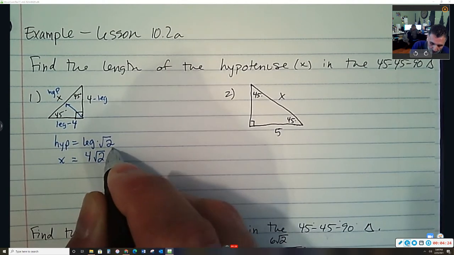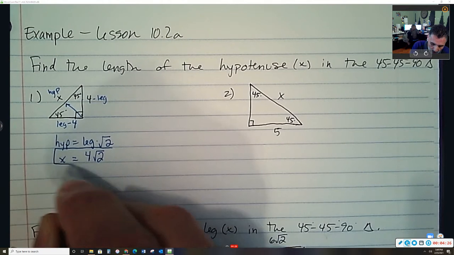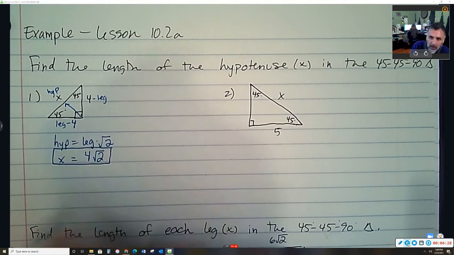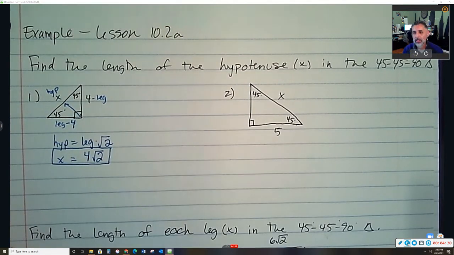The length of the hypotenuse is 4 times square root of 2. And if you remember when we first started this section, we had to simplify a bunch of square roots. This is the section where we're going to use that. Okay. So let's move on to the next one.